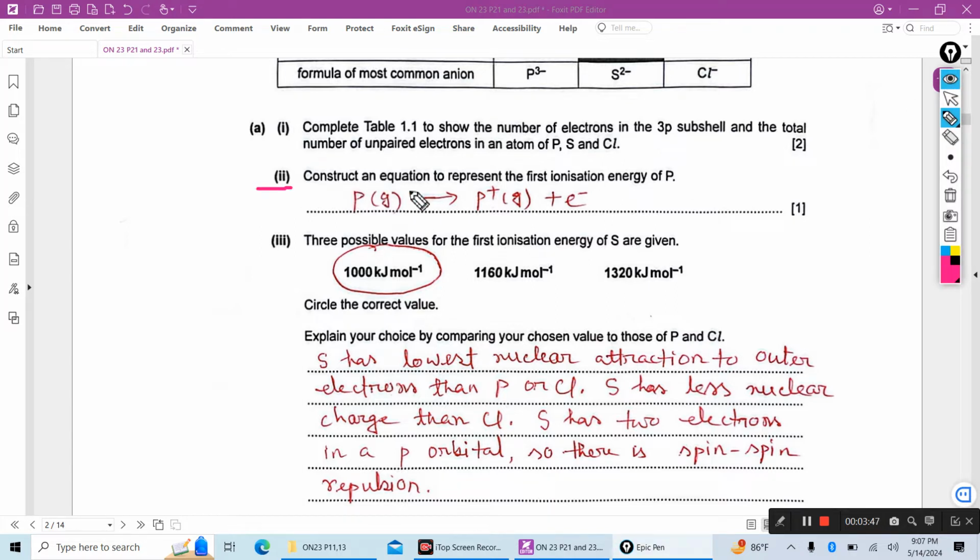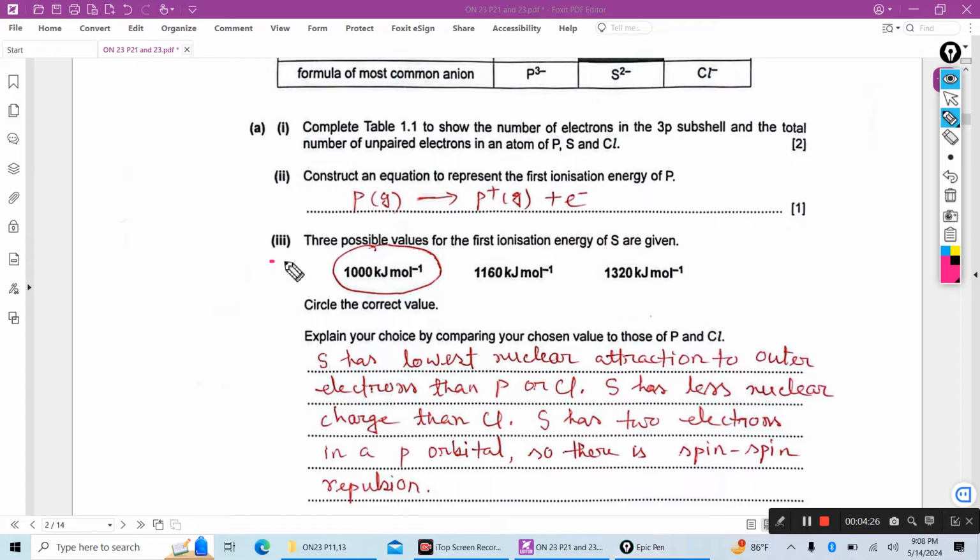Number 2, construct an equation to represent the first ionization energy of phosphorus. And you know phosphorus gas loses 1 electron to form a single positive gaseous phosphorus ion. First ionization energy means the energy needed to remove 1 electron from a gaseous atom to produce a single positive gaseous ion. Gaseous atom to single positive gaseous ion, removing 1 electron, is known as first ionization energy.